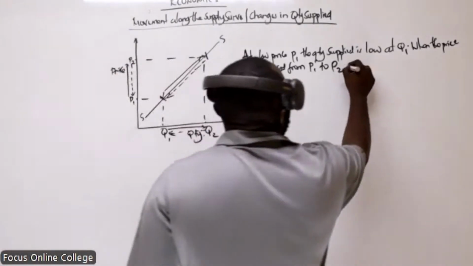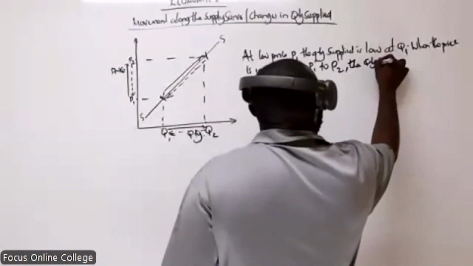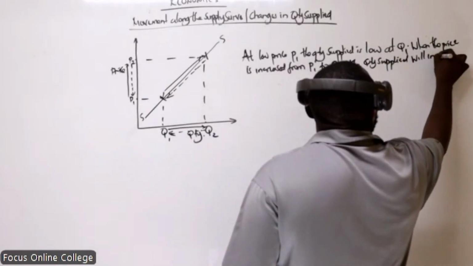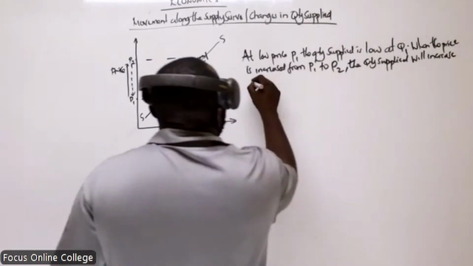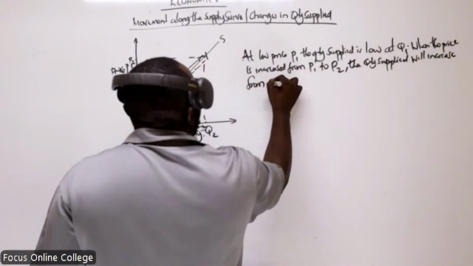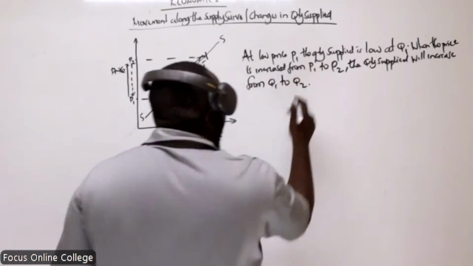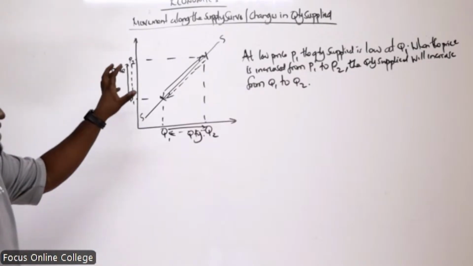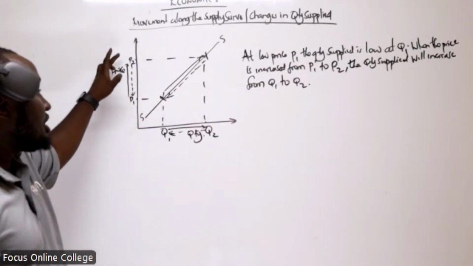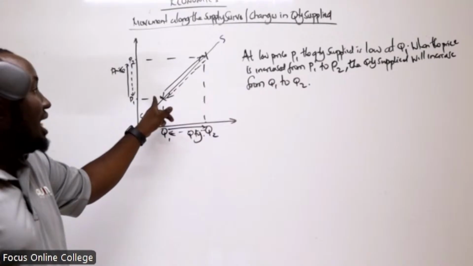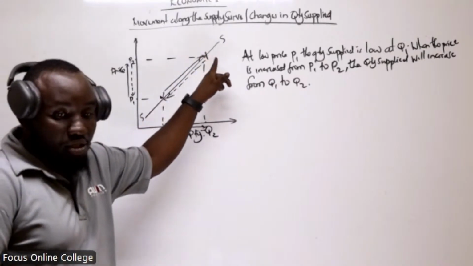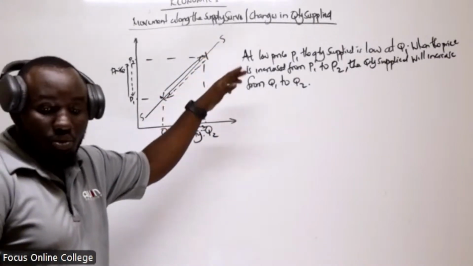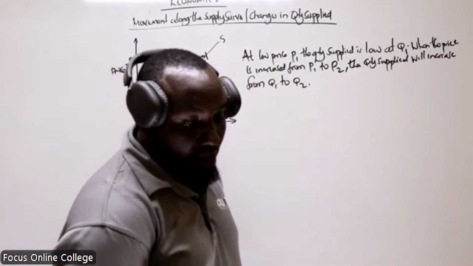The quantity supplied will increase from Q1 to Q2. While that is happening, what is going to happen along the supply curve? We have it moving from X to Y. While that is happening, we have a movement from X to Y when you increase the price. Are we able to see that?